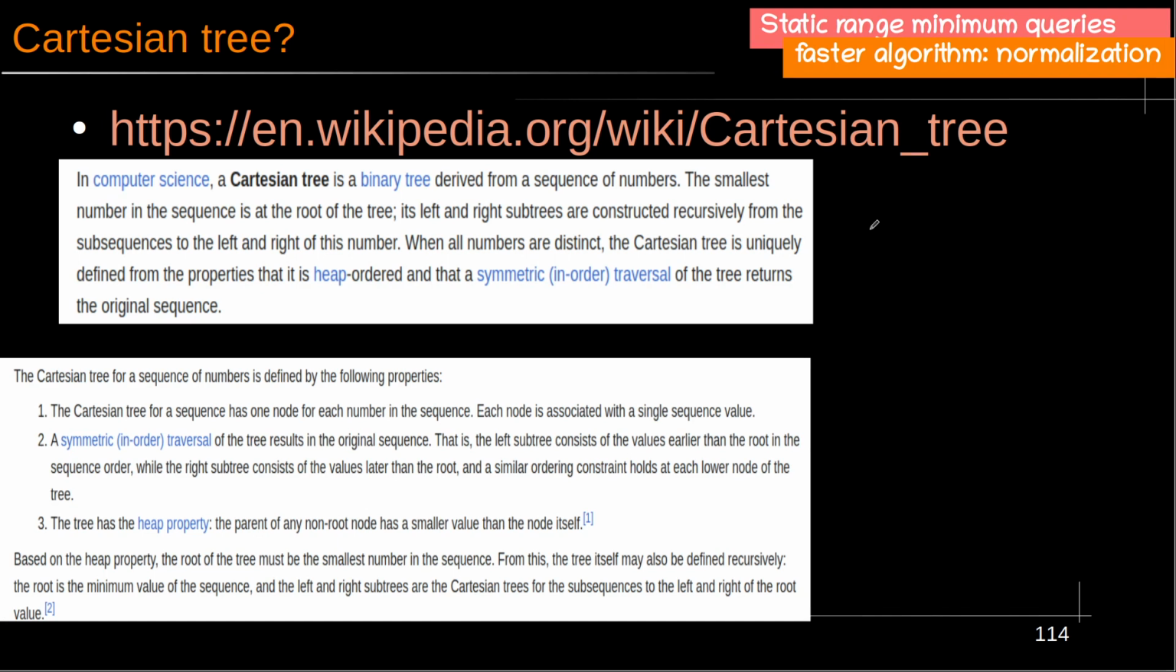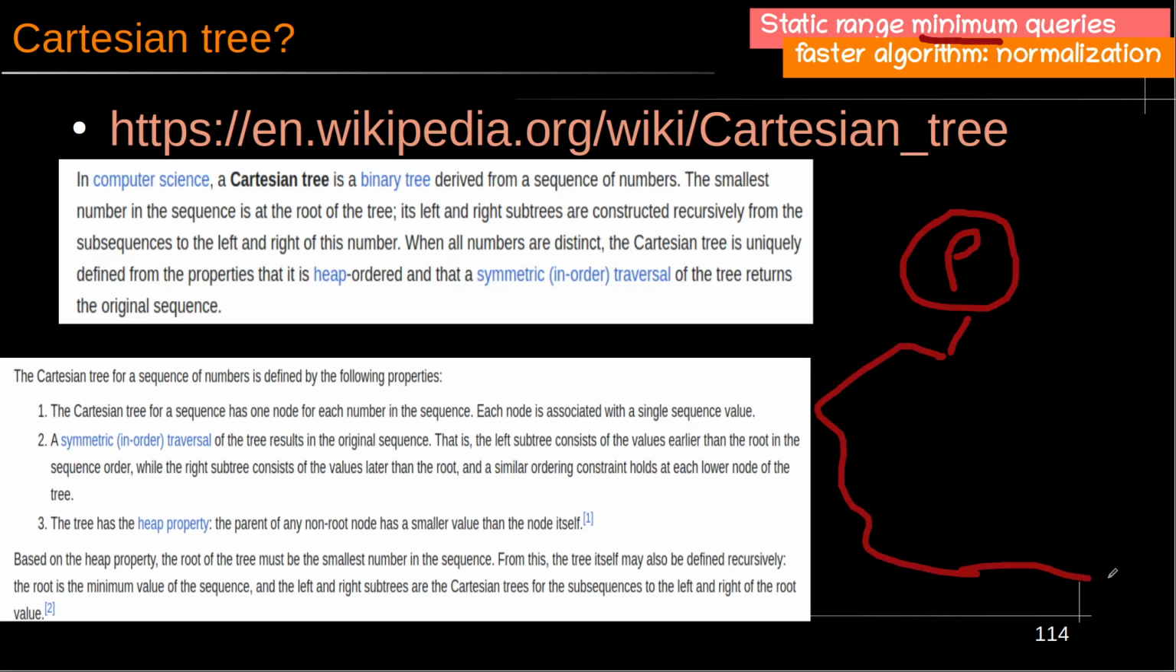What does heap mean? We have two properties for the heaps, min and max. Here, because we are looking for the minimum, our Cartesian tree must hold the min heap property, which means if I have a parent, all the nodes of the subtree of that parent must be greater than the parent. Because in our array we can find identical values, we say that all the nodes in the subtree of the parent must be greater than or equal to the value in the parent. This is the first property of the Cartesian tree.